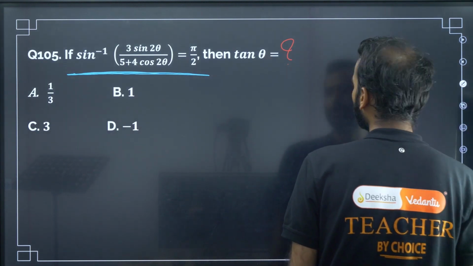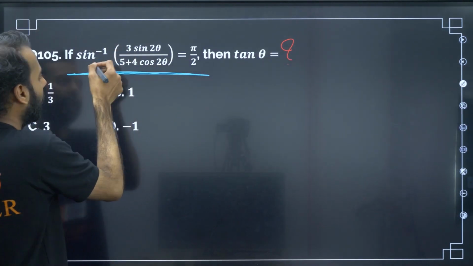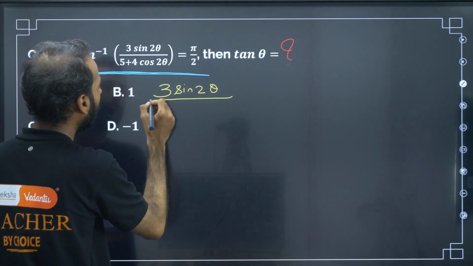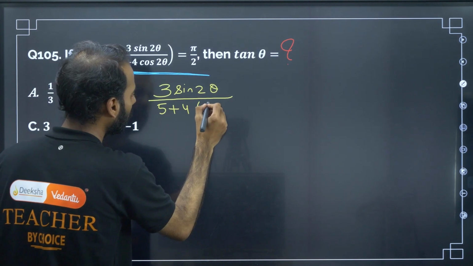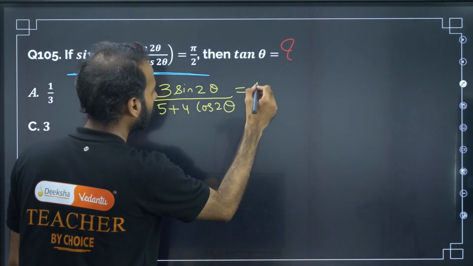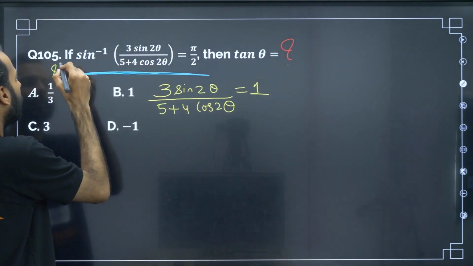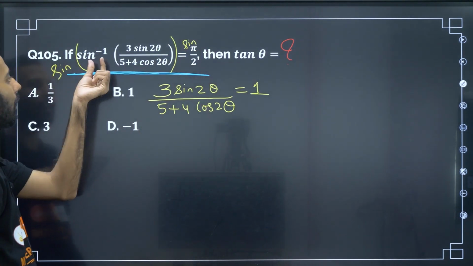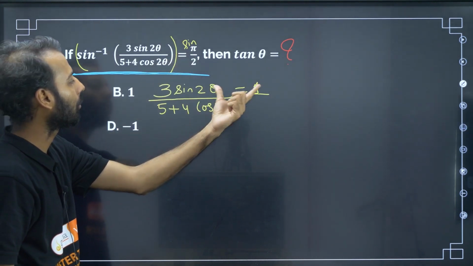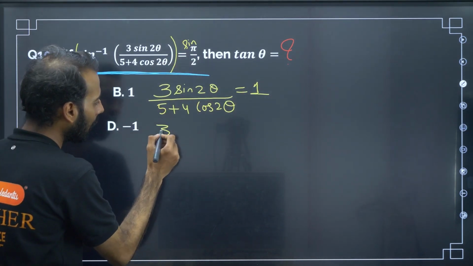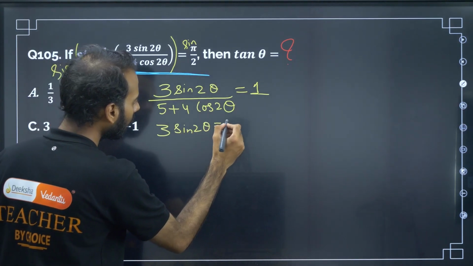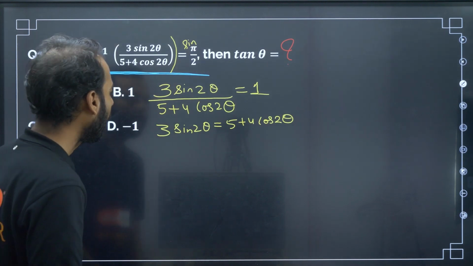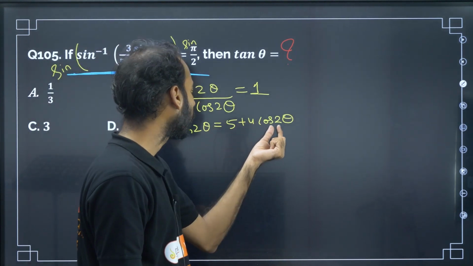So some synopsis points and some things you should be knowing. If I apply sine function on both sides, here I am left with 3 sine 2 theta by 5 plus 4 cos 2 theta is equal to 1. See here, I am applying sine function here and sine function here, so sine and sine inverse will get composed. Sine pi by 2 is 1. So with this, next, 3 sine 2 theta by 5 plus 4 cos 2 theta. This is the thing.